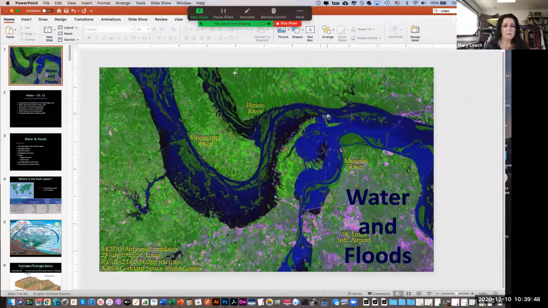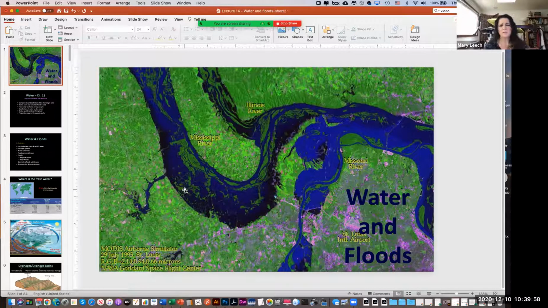Okay. So I'll show you this. This was an impressive flood in 1993. They had a flood in Missouri. It's the Missouri, Illinois, and Mississippi rivers that flooded, and that's St. Louis, Missouri here. And it was a huge disaster, and we're going to go into that a bit.